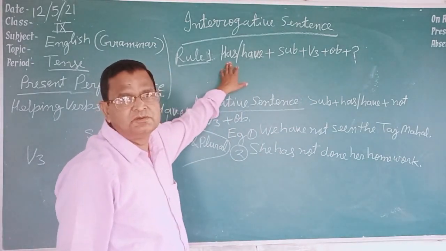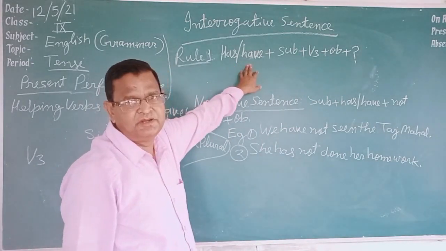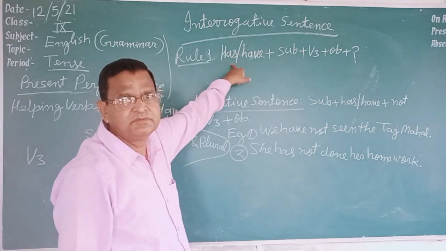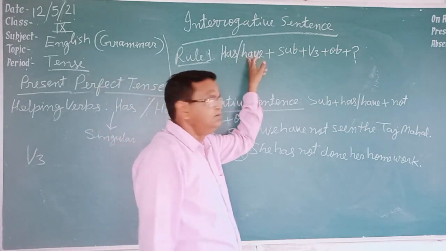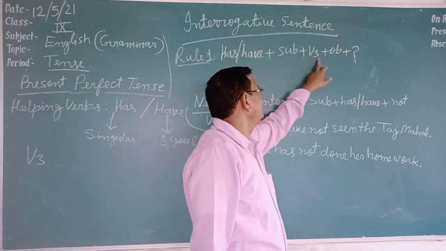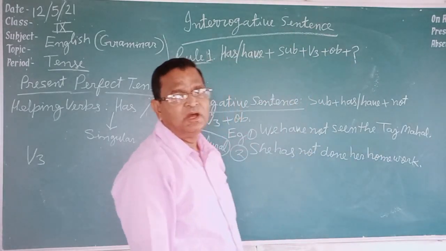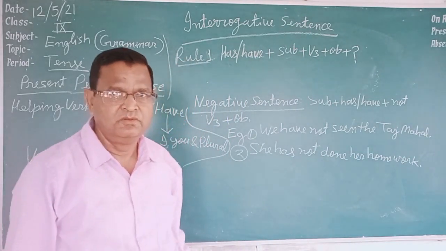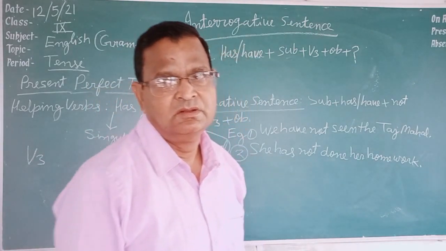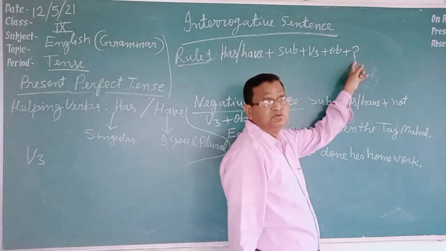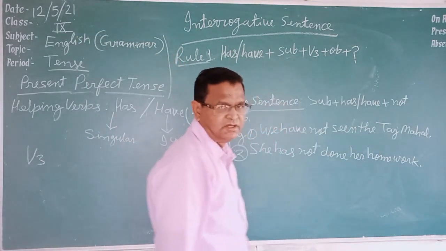If the sentence starts with a helping verb, first of all, the helping verb is written according to the subject. If the subject is singular, has will be written. If the subject is I or you or plural, then have will be written. Then subject, then verb third form, then object will be written. Question mark is also used. Without using a question mark, the sentence will be considered wrong. So the question mark should also be at the end of the sentence.